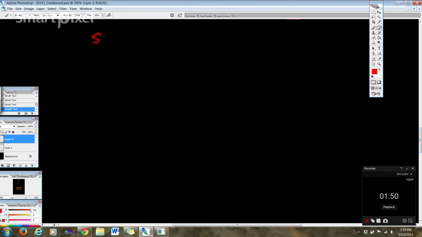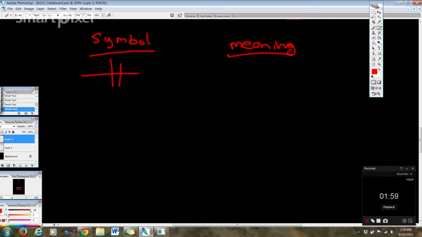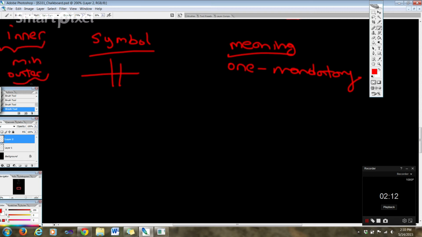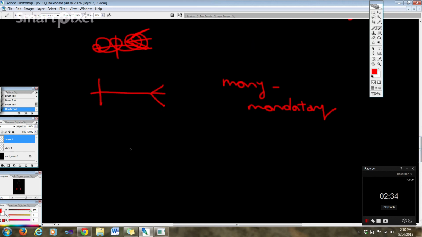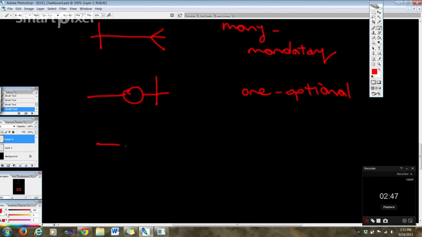Moving on. We have some symbols and their associated meanings. So if we see this, we know this is one mandatory. Now remember, the inner cardinality is the min, outer is max. So just when you look at these things, just remember that. Now we have this, and this is, oops, kind of butchered that. One, two, many. And this is many mandatory. I'll explain these in just a second. This is one optional. And this is many optional.